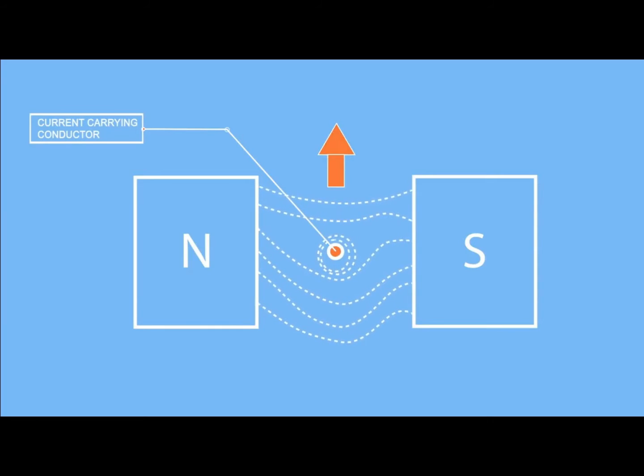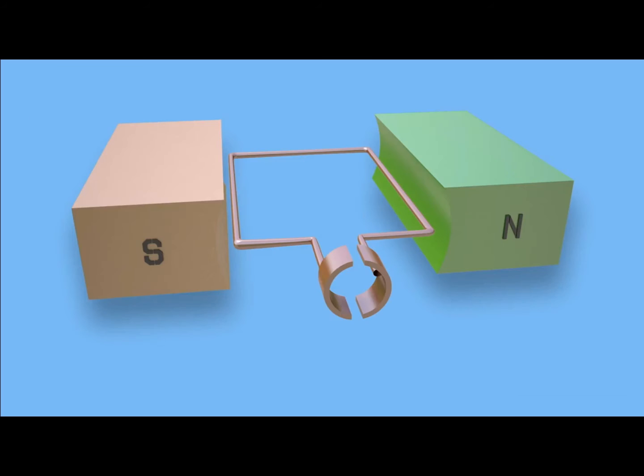You can see here in the picture the current-carrying conductor on both sides, at the north pole and south pole of a magnet, and the output is the acting force on it. Now you can see an even more detailed picture.